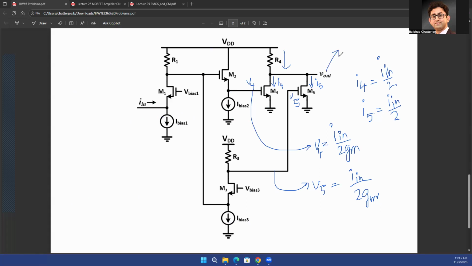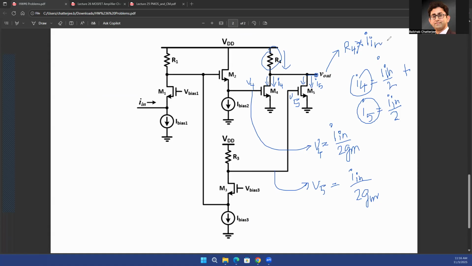And V out is nothing but R4 times the current, because looking into the drain of M4 and M5, you will see infinite resistance. That's why the output resistance at the V out node is just equal to R4, because the other resistances are infinity. The resistance looking into the drain is infinity. The resistance looking into the drain over here is also infinity. So you only see the R4 resistance multiplied with the current. What is the current? Current is I4 plus I5, which becomes I in over 2 plus I in over 2. That becomes I in. So R4 multiplied with I in is equal to your V out.